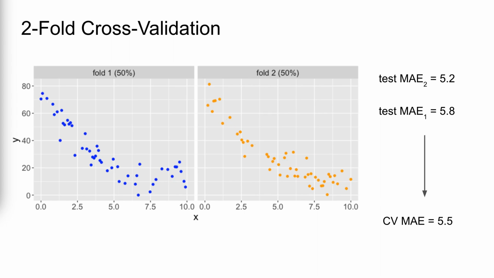Now we have two estimates of how accurately our model will predict the outcomes of new cases. Their average provides a more stable estimate. We call this average the two-fold cross-validation error, or CVMAE.